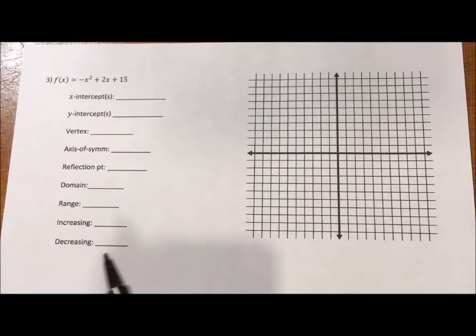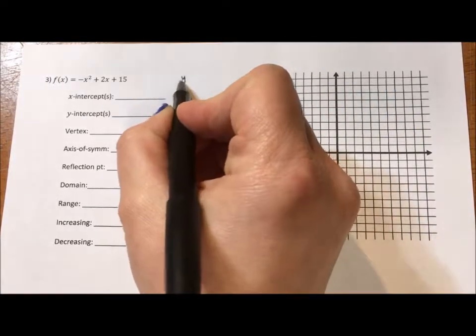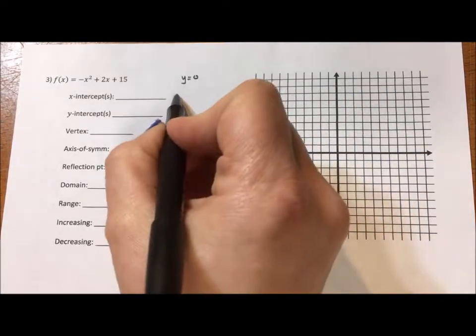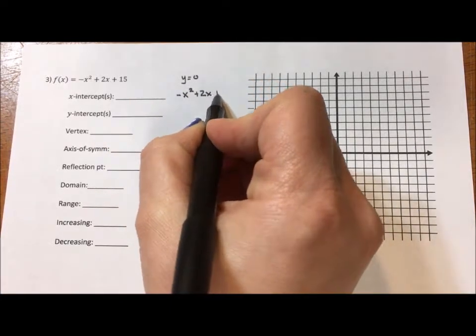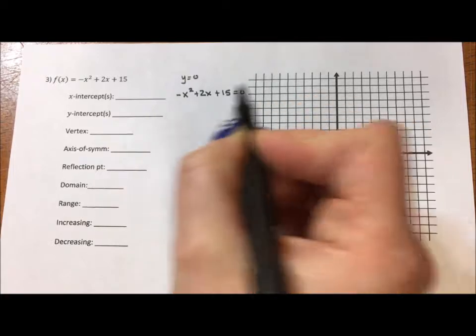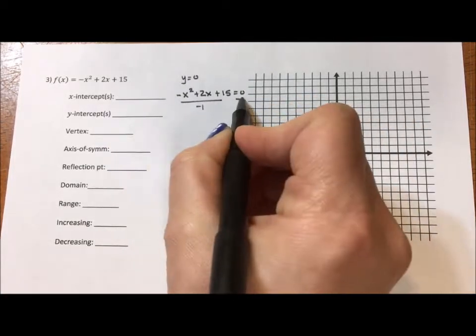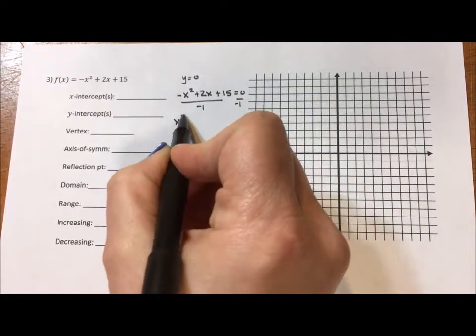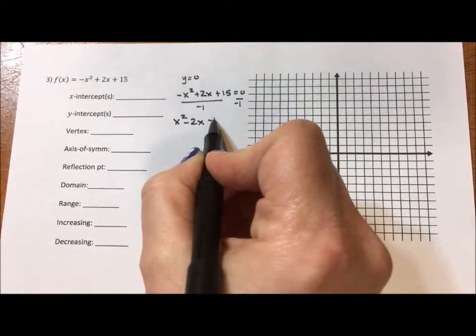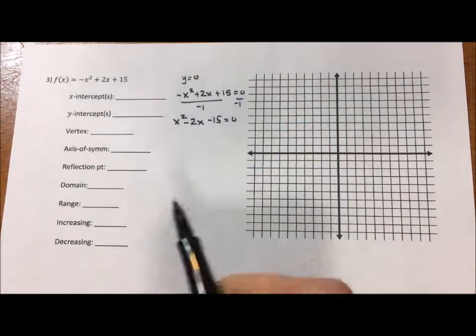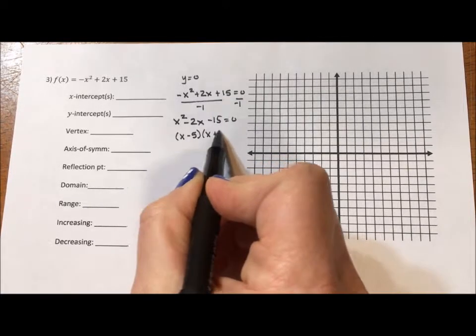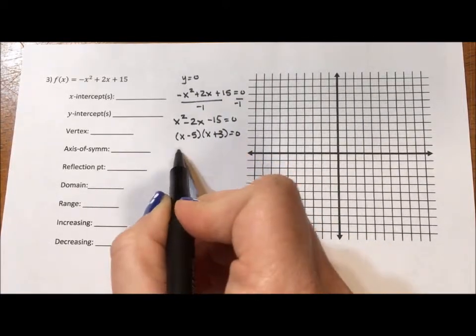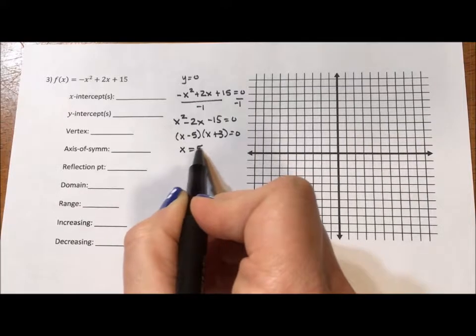For my x-intercepts, we set y equal to 0. So I have negative x squared plus 2x plus 15 equals 0. I'm going to divide through by -1 to get x squared minus 2x minus 15 equals 0 and factor. X minus 5, x plus 3 equals 0. And this is 0 when x is 5 or -3.